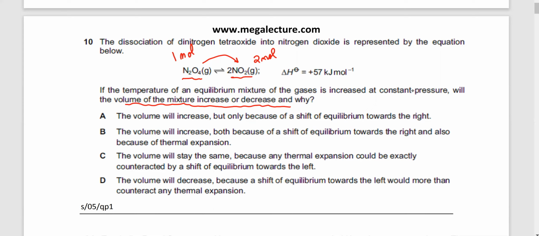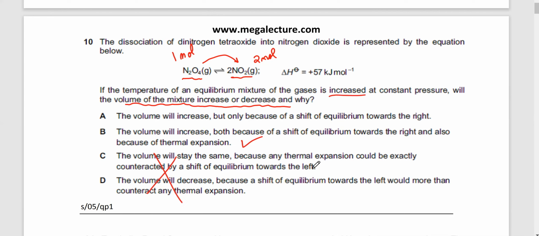So which option is the correct one? It can't be C and D. It has to be A or B. And what's thermal expansion? It basically gets bigger due to heat. You heat something and the gas expands. So it's going to be B because you're heating the gas, you're increasing temperature, right? So there's going to be thermal expansion as well.